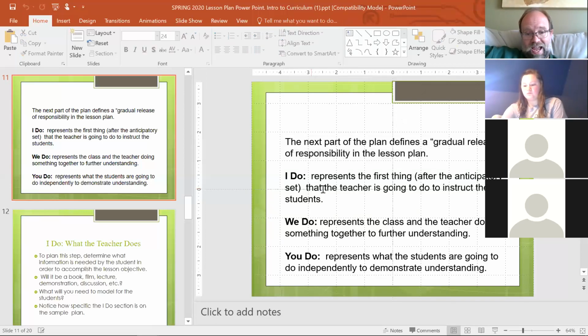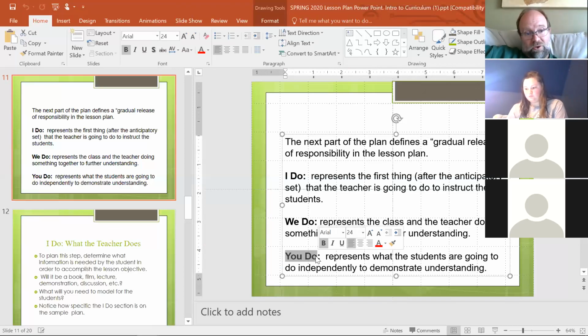So just in general, the I do represents the first thing after the anticipatory set that the teacher is going to do to instruct the students. That's the I do. I'm going to tell you about this thing. We do, then we together are going to practice this thing, whatever the thing is, and then you do. You by yourself or with a partner or whatever are going to practice this thing individually without my help, but I'm still going to maybe come around and check on you for your understanding.